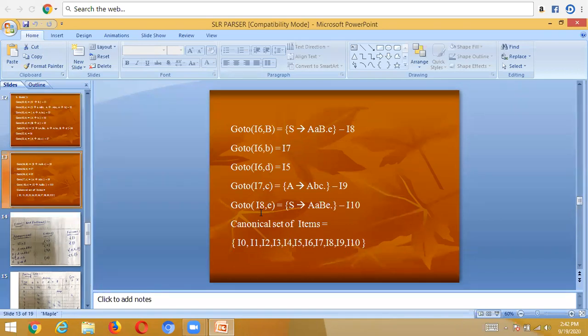That means we are calling that state-to-state transition. I0 is a state, I1 is a state, and from I0 to I10, all those are the canonical set of states. By using all the canonical set of states, I know how the transition is done between the states by taking the output from the goto computations. Then by considering the outputs of the goto computation, I can make the transition path with the input alphabets.